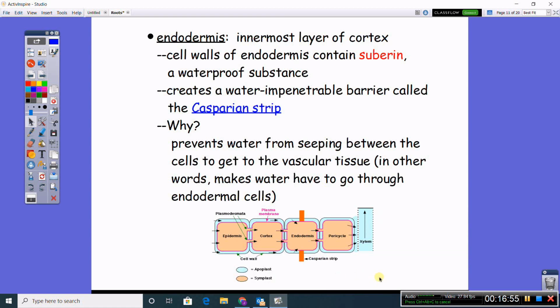So why do we have this Casparian strip? It's going to prevent water from seeping between the cells to get to the vascular tissue. In other words, it makes water have to go through the endodermal cells. So I'll show you in this picture in just a moment.